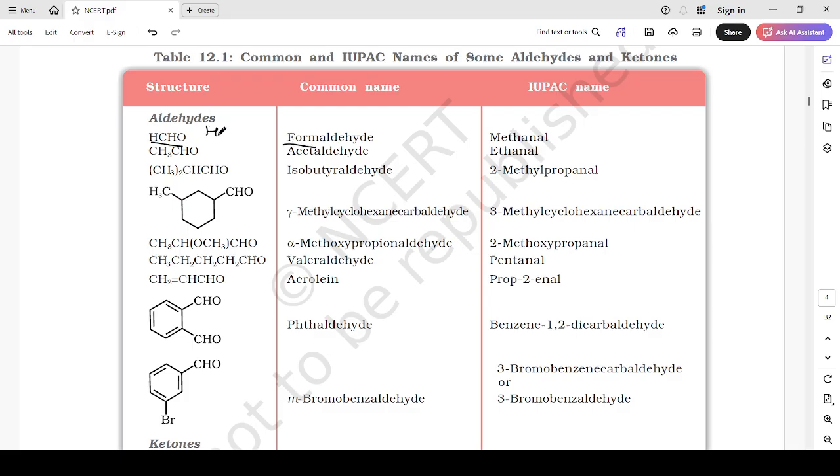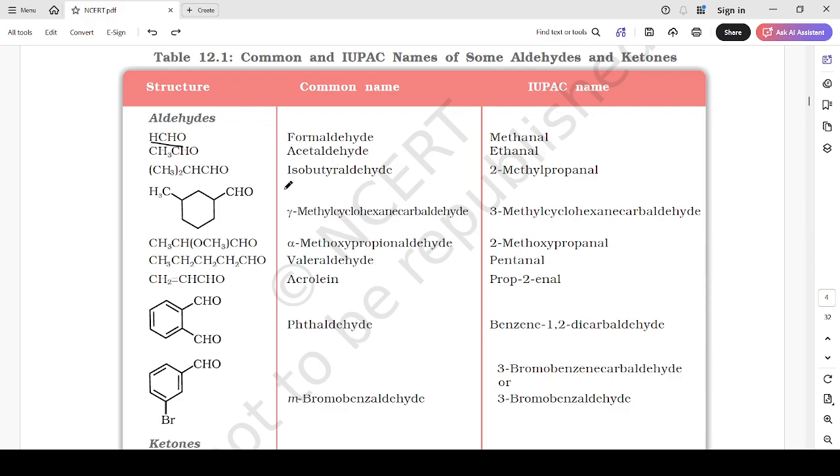Formaldehyde, HCHO. This group is called the formyl group. Next, acetaldehyde. I am adding an acetyl group here, CH3CHO. Acetaldehyde.